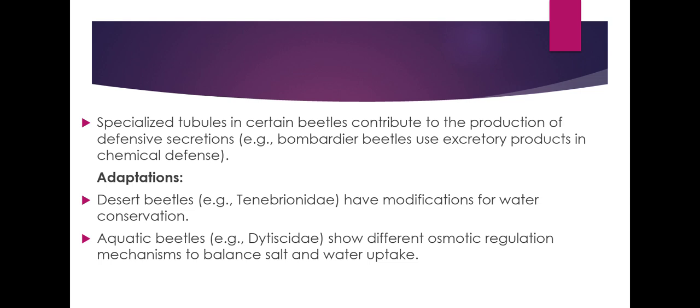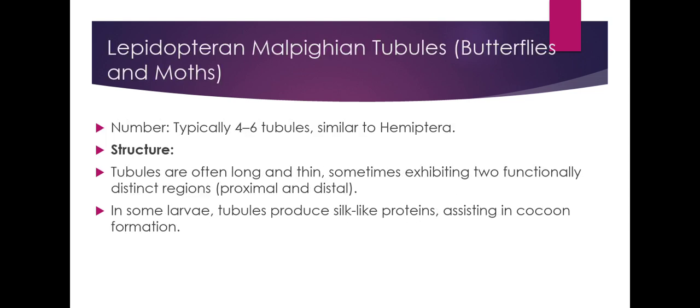So the adaptations are: desert beetles, for example Tenebrionidae, as we spoke before, have modifications for extreme water conservation. Aquatic beetles, for example Dytiscidae, show different osmotic regulation mechanisms to balance salt and water uptake. So we are seeing here how each beetle is specialized in its Malpighian tubules to adapt to its surroundings and to use it to its advantage.